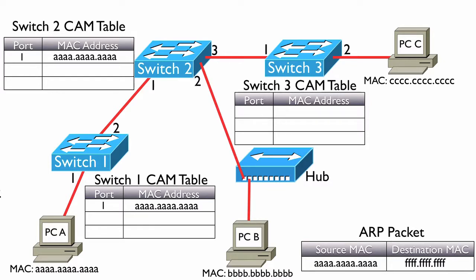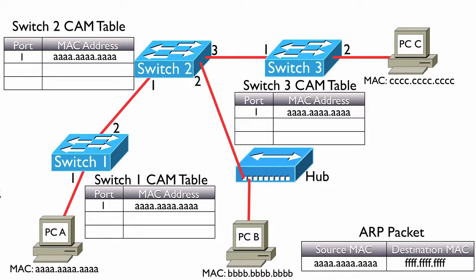Switch 2 is going to now flood this frame. It goes out of ports 2 and 3. When it gets to switch 3, it came in on port 1. Switch 3 makes a note of that. Switch 3 says, I just learned off of port 1 that there is a device with a MAC address of all A's. It adds that to its CAM table.